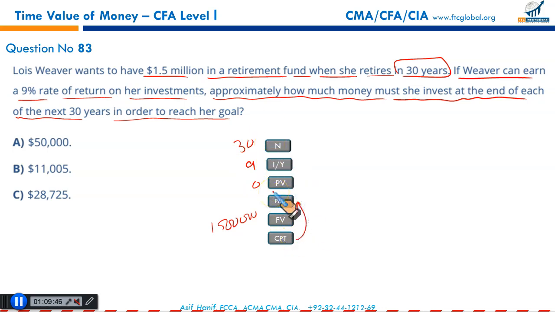Punch in 30, 9, 0 and 1.5 million. Press CPT PMT, and you will receive 11,004.53. This should be every yearly investment so as to accumulate 1.5 million by the time 30 years are over. That makes B the correct option.